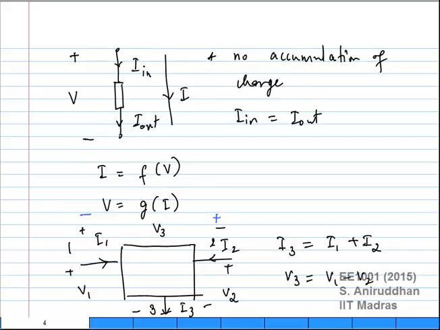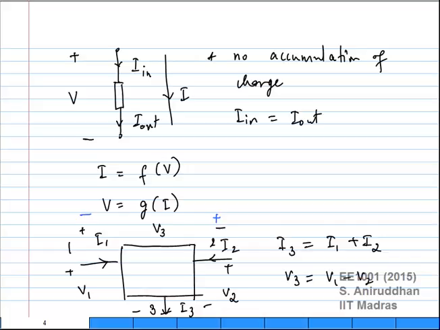Now, the way we will work with this is we will assume that in steady state there is no accumulation of charge inside the element. Okay? There is no accumulation of charge, so therefore the current going in has to be equal to the current coming out. Okay, based on charge conservation and no local accumulation of charge. Is that clear? So I in will be equal to I out. For this, across the terminals you have a voltage V. This is an example of a two-terminal element.